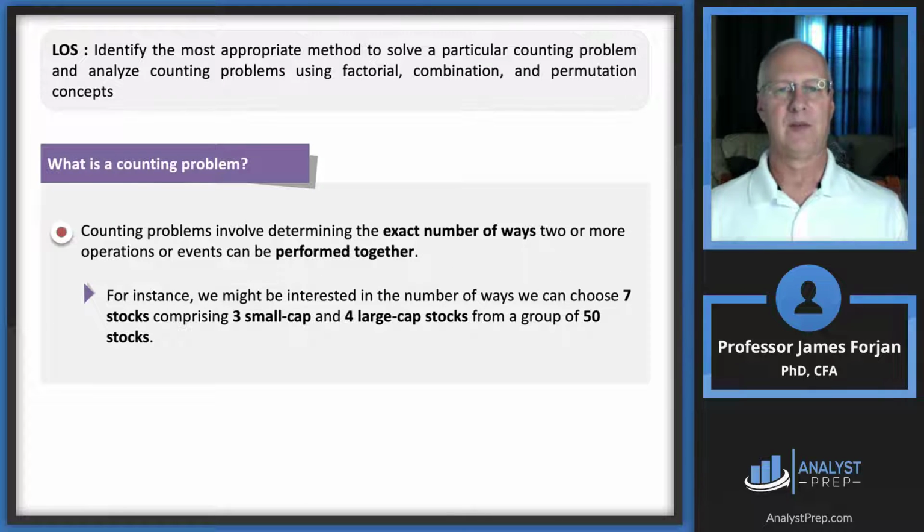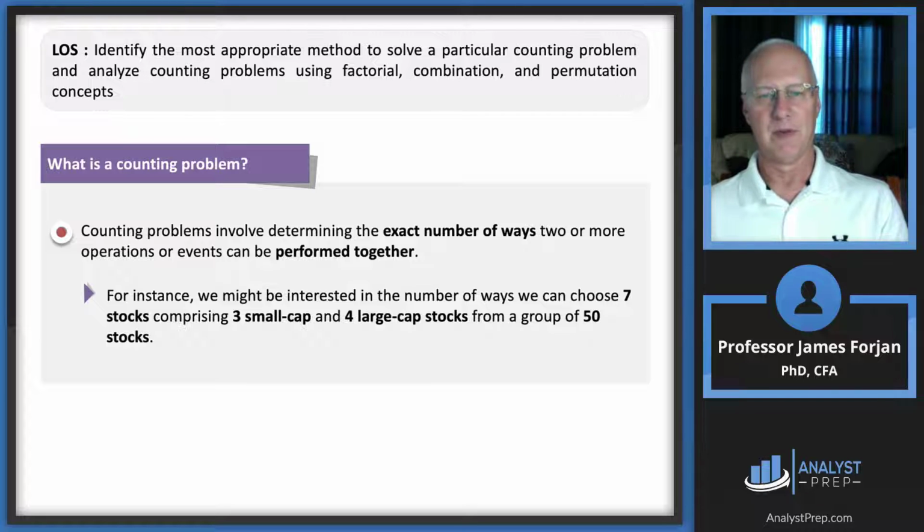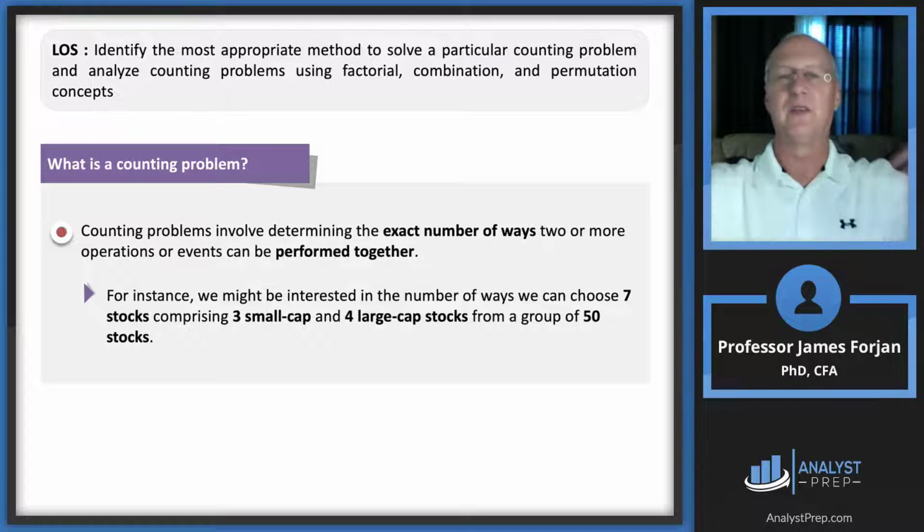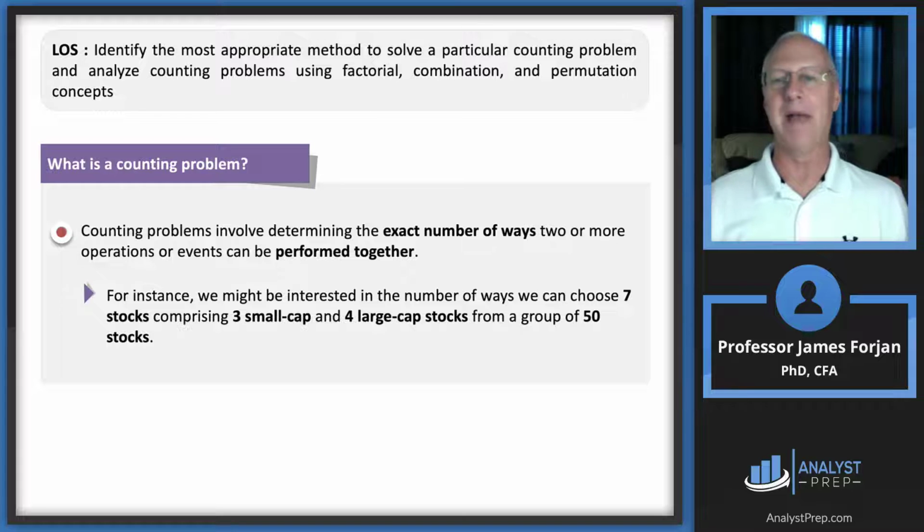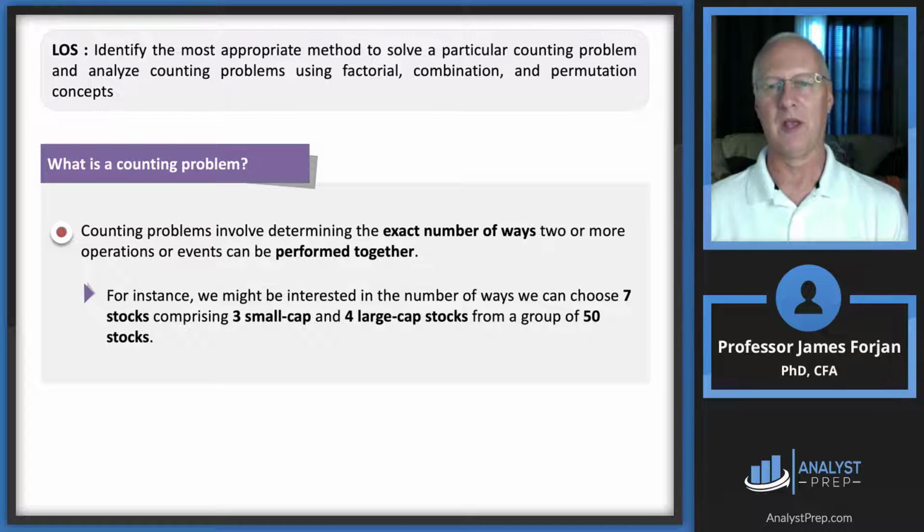Now, how about these counting problems? These counting problems involve determining the exact number of ways two or more operations can be performed together. Look at the example that we've chosen. We can choose 7 stocks, 3 small cap, 4 large cap from a group of 50 stocks. So think about this. You've got 50 stocks in this big bag, and we're going to reach in and want to choose 7 of them. How can we determine the number of countings? There are some good issues here.